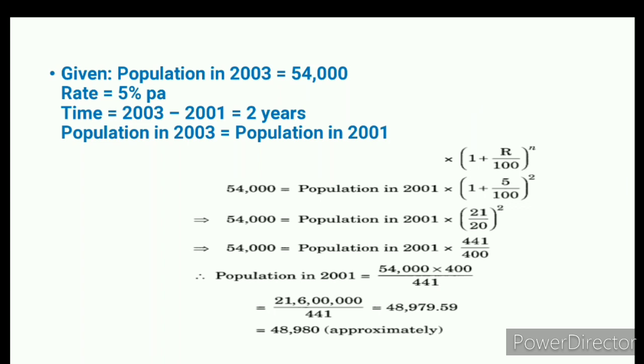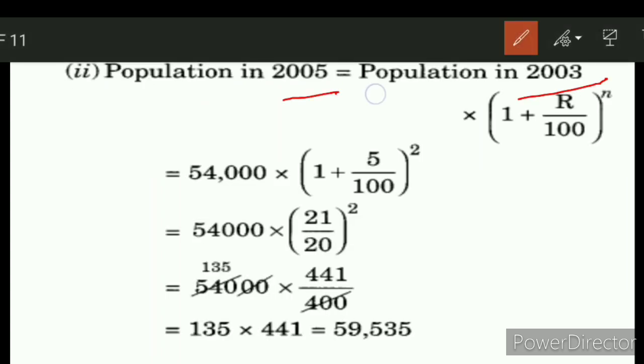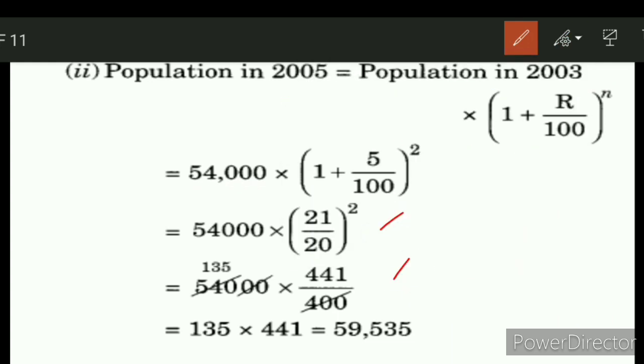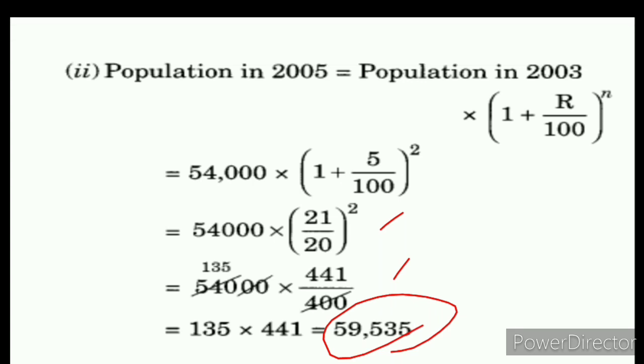Population in 2005 equals population in 2003 into 1 plus r by 100 whole to the power n. For population in 2003, substitute 54,000 and the remaining rate of interest, and the years here also are 2, because from 2003 to 2005 the difference is 2 years. So substitute and simplify, and you will get the population in 2005. Copy down.